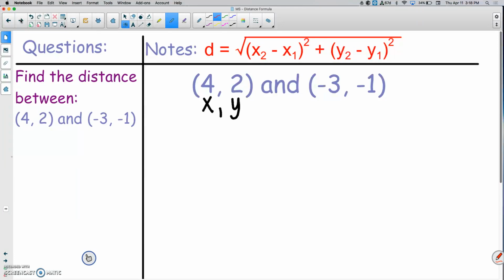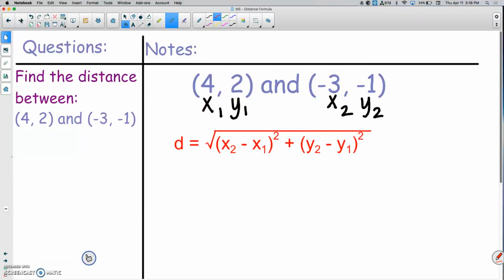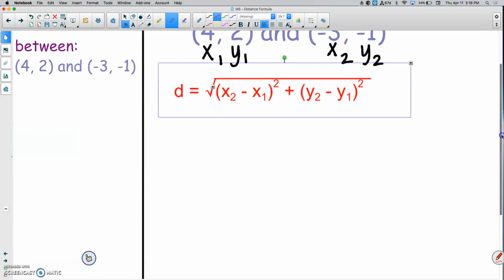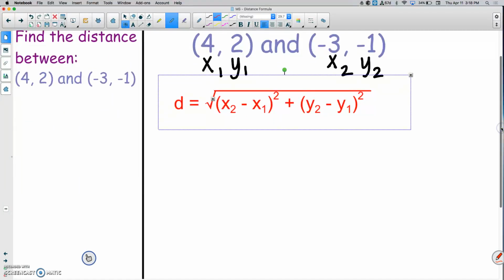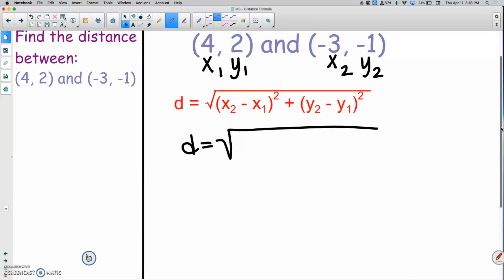Our next example, same thing. So x1, y1, x2, y2. And the part of my distance formula that's always there. You don't need to memorize this distance formula. It will be given to you on your test and on your MCA. You have to know how to use it though.